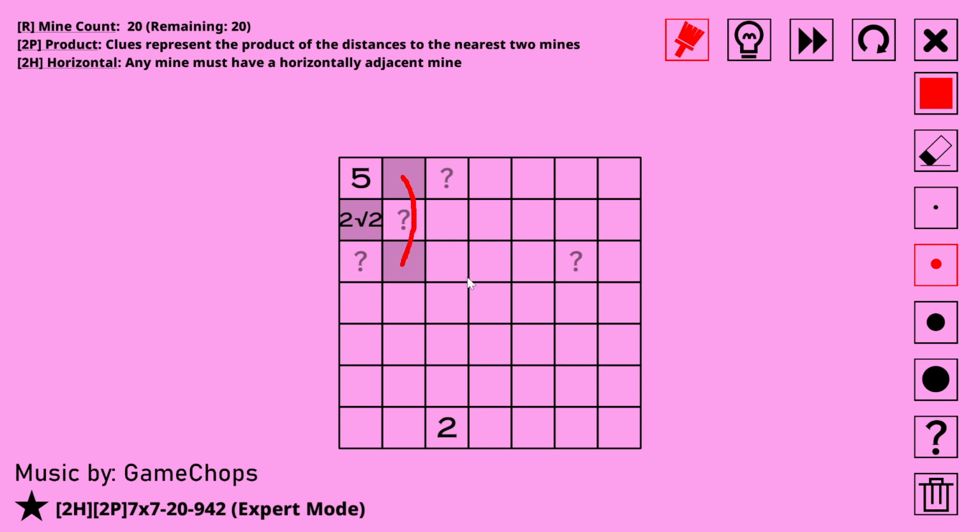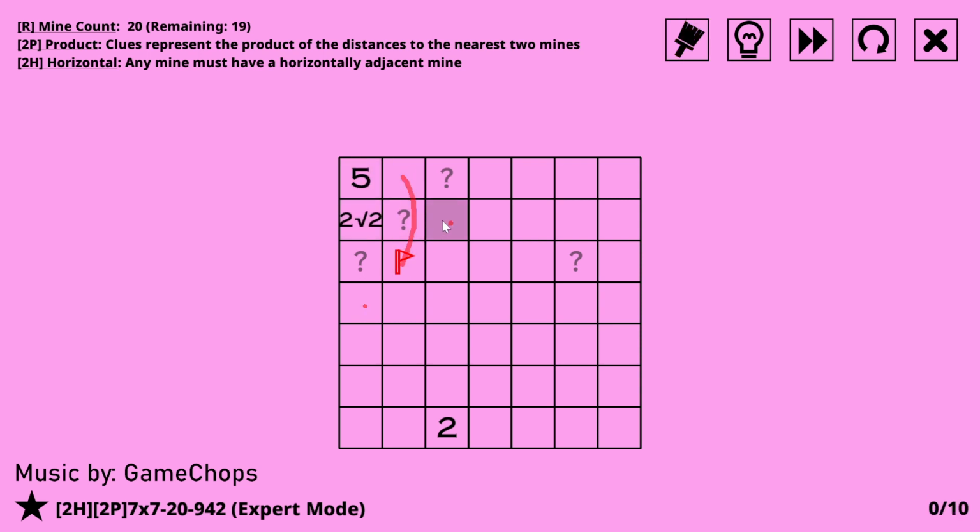And then the other mine would be 2 away, which is here or here. Ah, and none of those are 5 away from here. So this can't be 1 times 5, it must be root 5 times root 5. There you go. That now can't be mine.